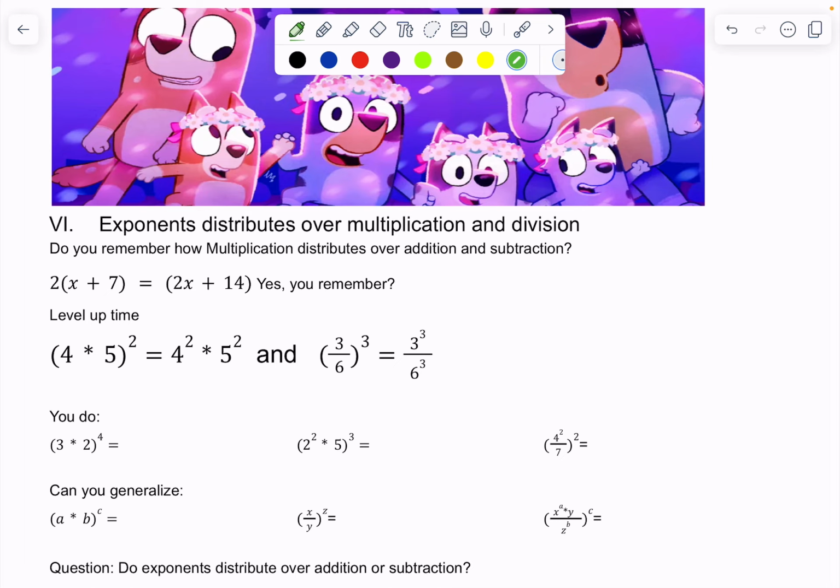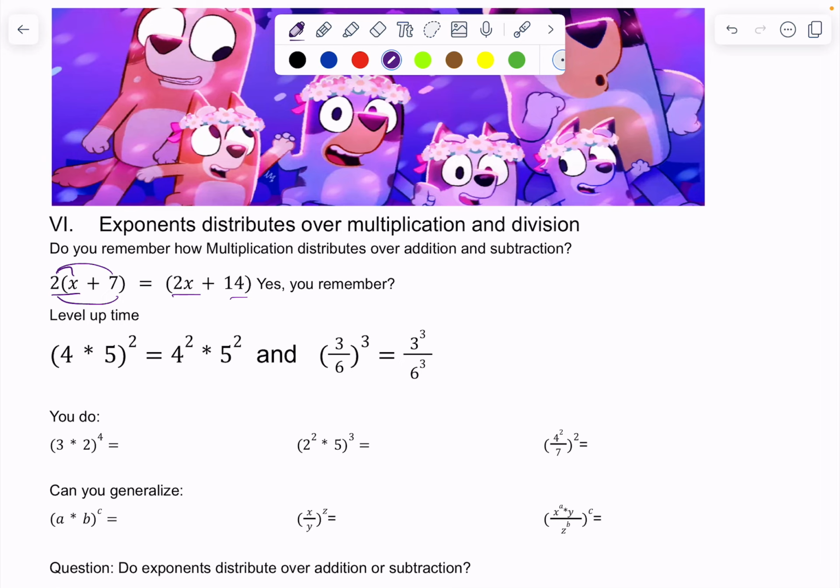Exponents distribute over multiplication and division. Do you remember that multiplication distributes over addition and subtraction? The way we write this one out is 2 distributes to these two, which gives you 2x and 14. Yes, you remember? Great.